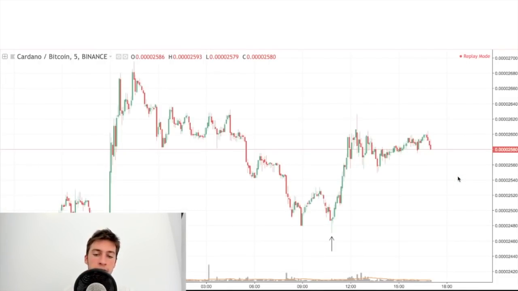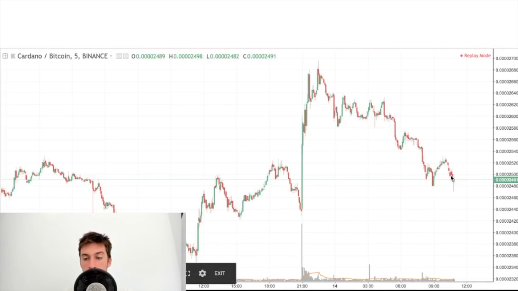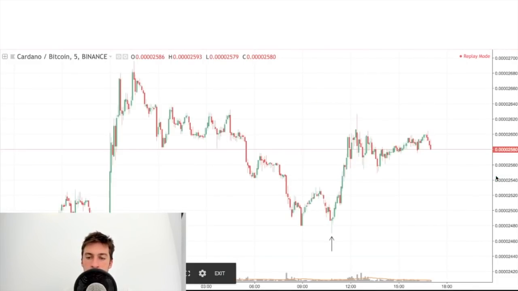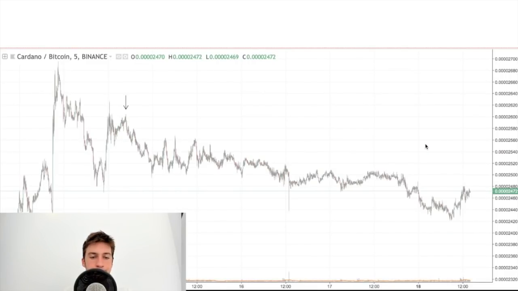So price goes higher, as you can see here. This would have been the optimal spot to buy in, to counter trade the market here and buy in at around 2,500. And you would have made a nice little profit if you had price go up to here.